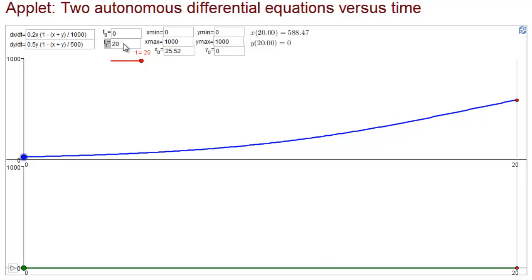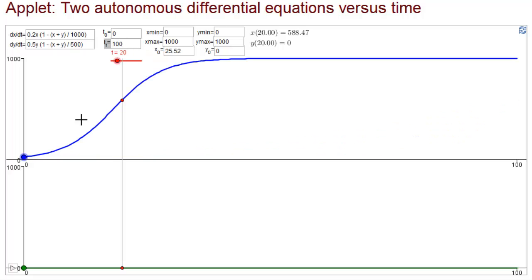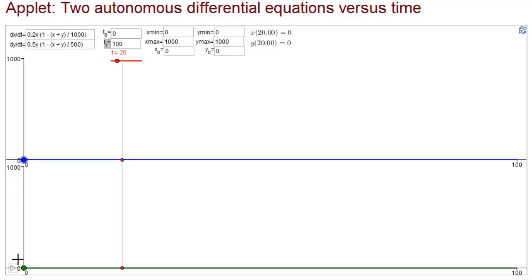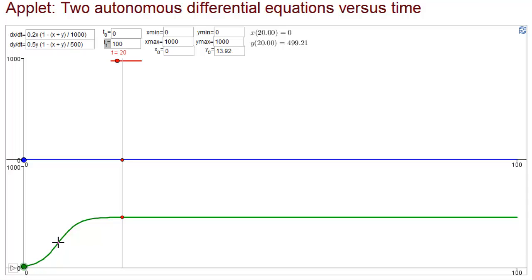If we increase the time from 20, let's say to 100, we can see that the population size for A saturates at 1,000, because 1,000 is the carrying capacity for A. On the other hand, if we reduce the initial conditions for A back to 0 and set the initial conditions for B to be positive, then we see that B grows faster because it has a low density growth rate of 0.5, but it saturates to a lower value of 500 because its carrying capacity is only 500.